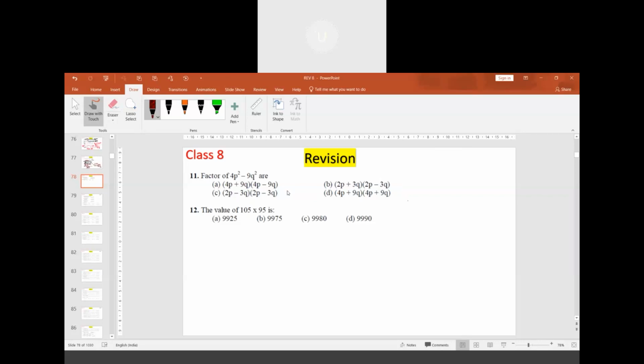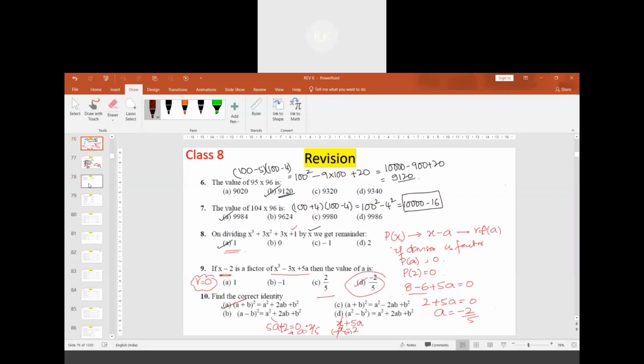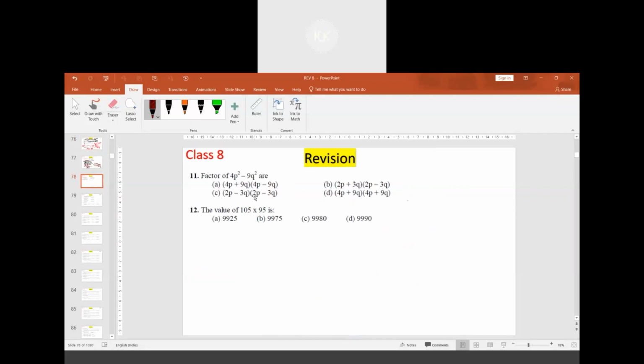Okay, fine. Question number 10 was the last question we had done. Now coming to question 11. If you observe this, it's in the form of a square minus b square identity, which is a plus b into a minus b. In this case, a is 2p, so 2p whole square minus 3q whole square is 2p plus 3q into 2p minus 3q. It's there in option B.